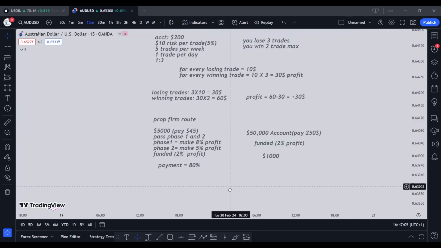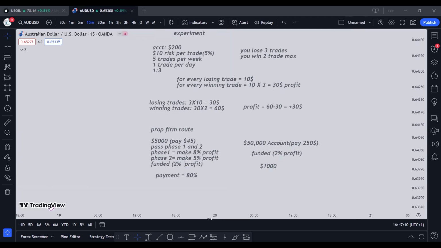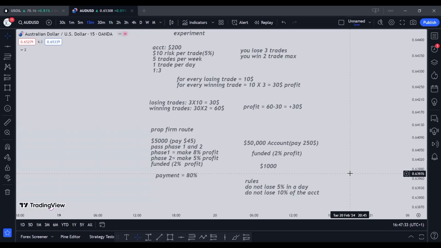Now, there are some loopholes, of course. Nobody's going to make this very easy. There are rules, simple. Do not lose 5% in the day. Do not lose 10% of the account. Simple rules. Just don't do this.